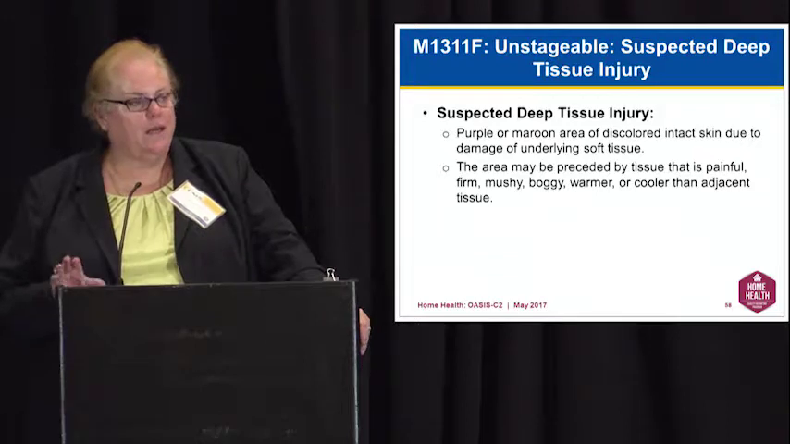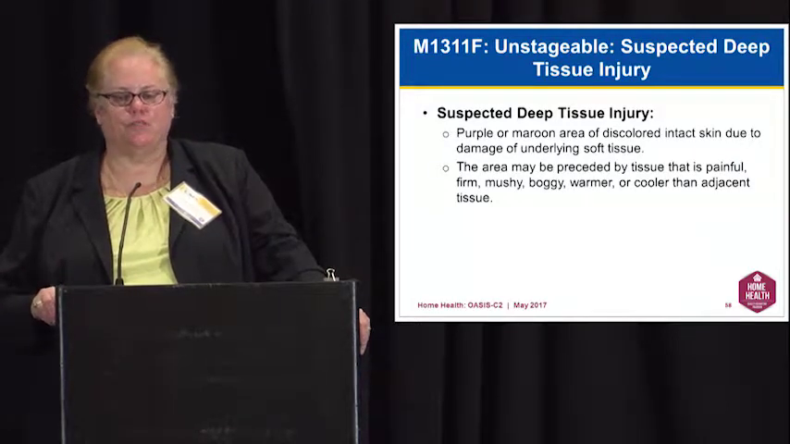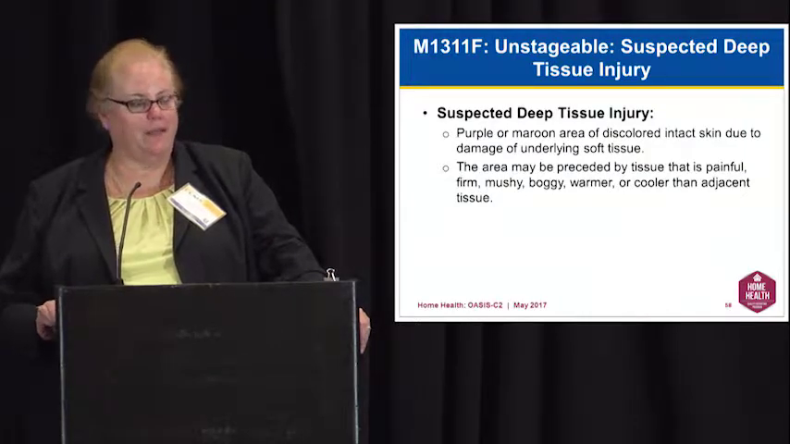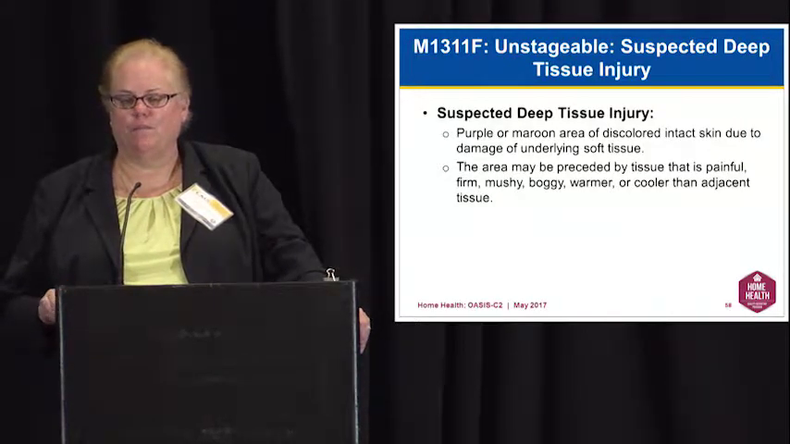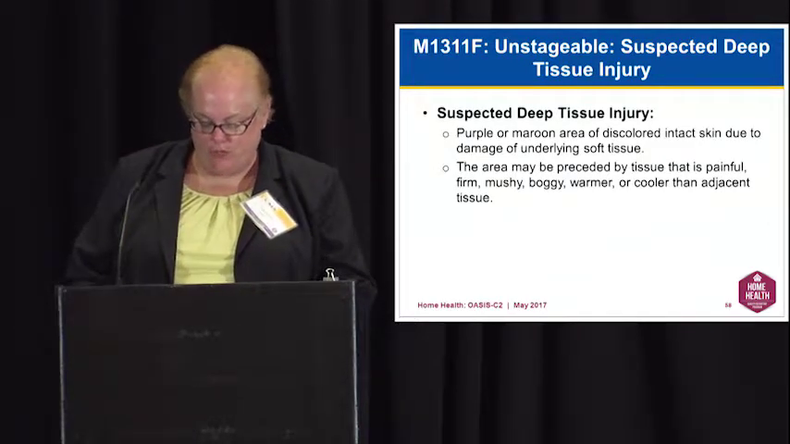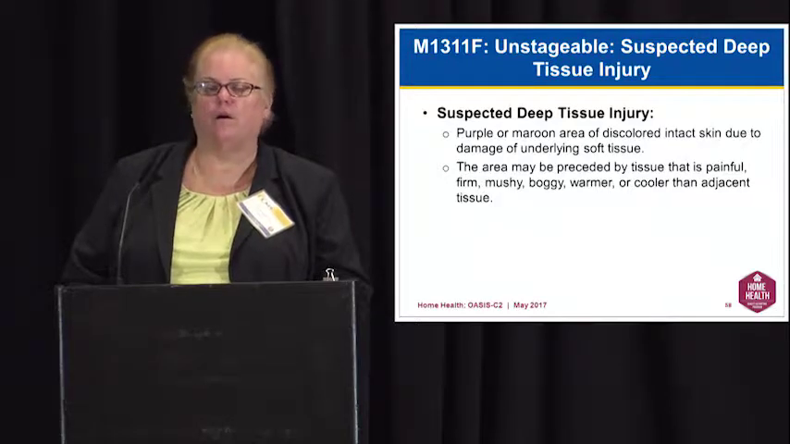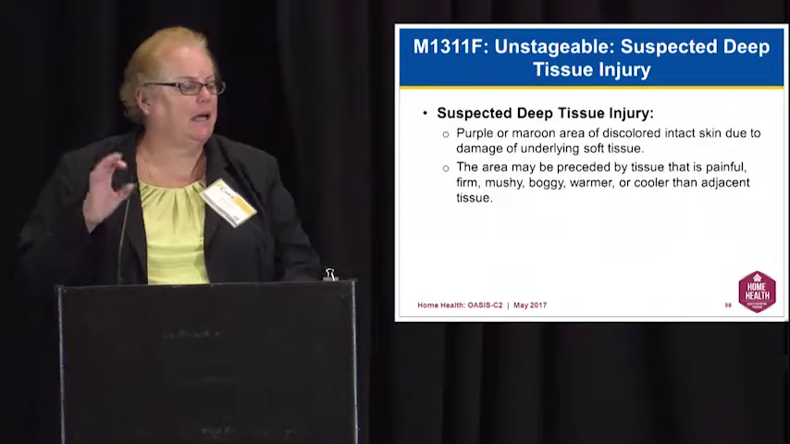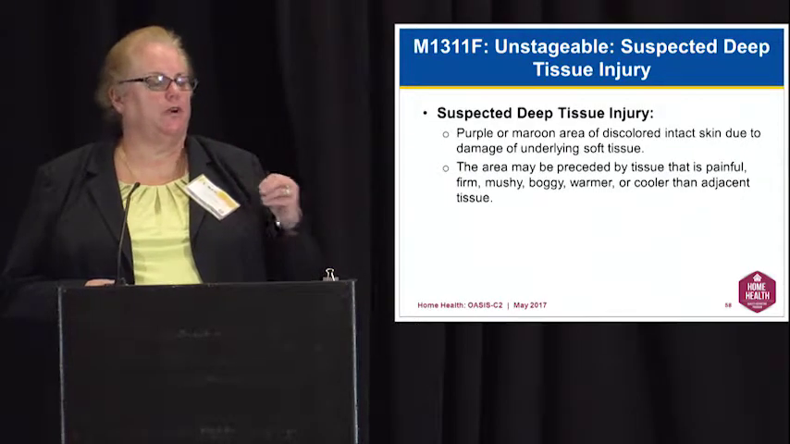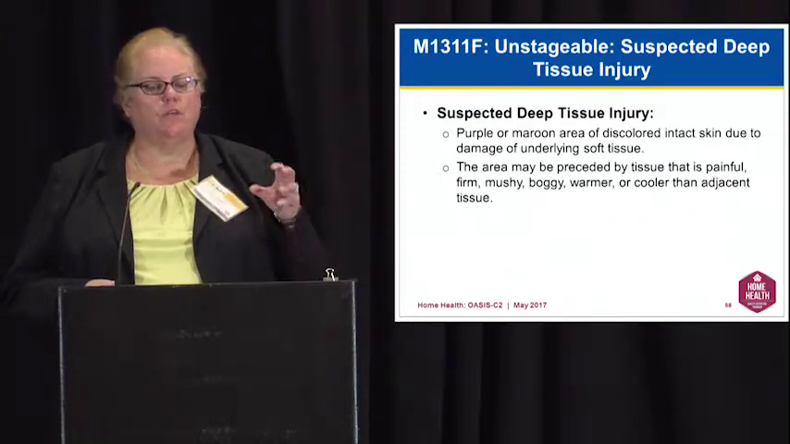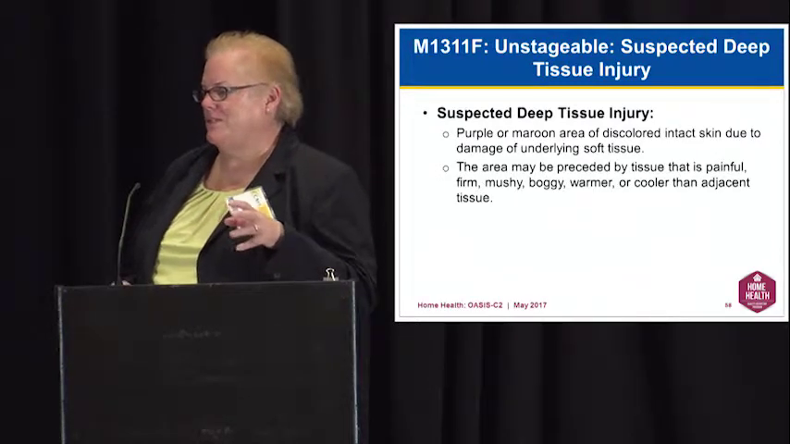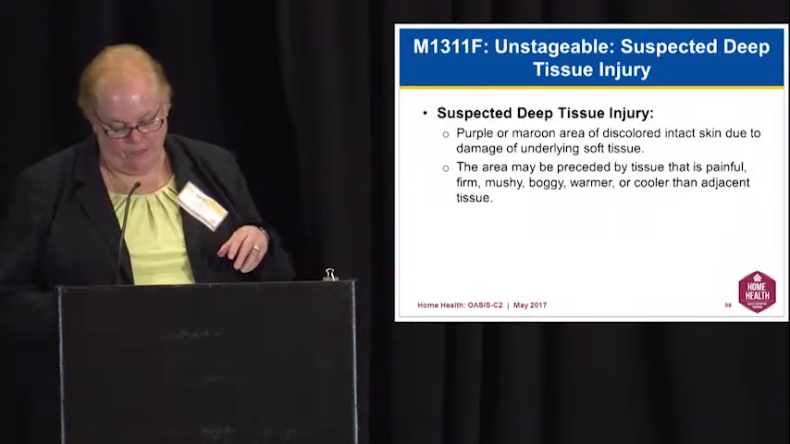And with a suspected deep tissue injury, if you have people who have darker skin tones, who have a lot of melanin, this can be much more difficult to identify. So make sure that you have good light and that you're clearly looking at the skin. If someone has a very dark melanin skin tone, you want to look very closely at all those bony prominences, because you don't want to miss a suspected deep tissue injury.